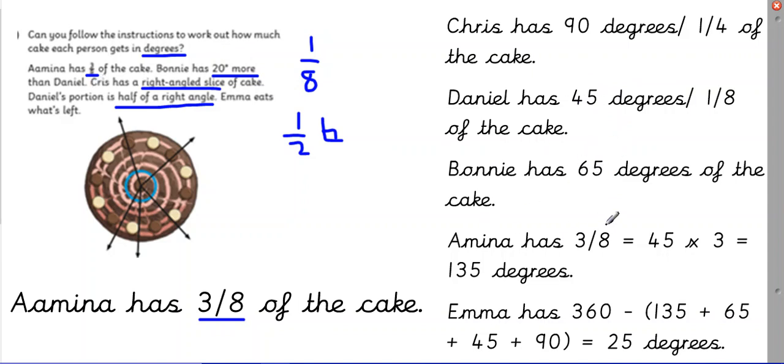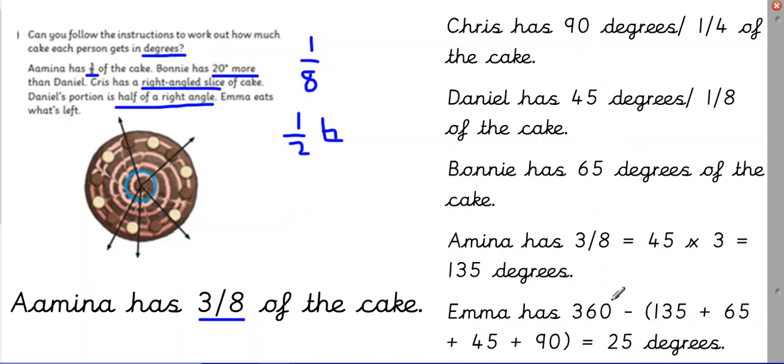Amina has 3/8 of the cake, so she's the one that has 3 lots of 45 degrees, which is 135 degrees. And Emma has what's left. So if I add all of these together, 135, 65, 45, and 90 degrees, and then subtract that from 360, Emma eats 25 degrees.